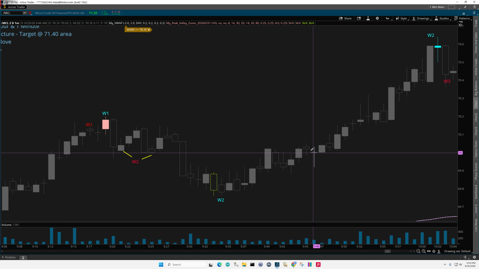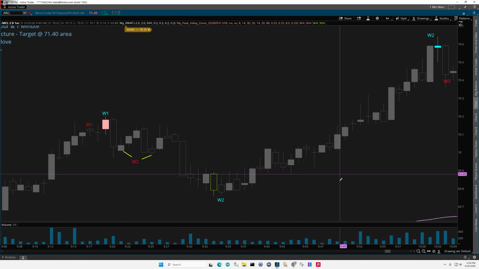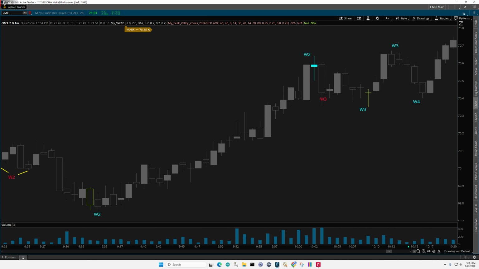Because this is an internal wave. It's a subwave, meaning that this wave exists inside of this wave one high and this wave two beginning. So it's an internal wave. I don't care about those. They absolutely do not matter, because we're looking for wave two to break out above wave one. And that's exactly what happens. Continue scrolling to the right.